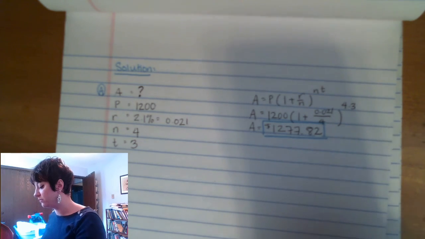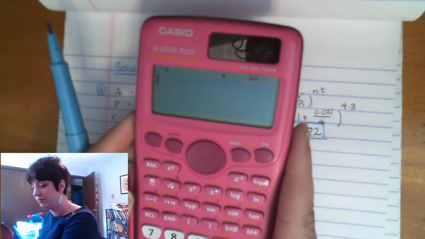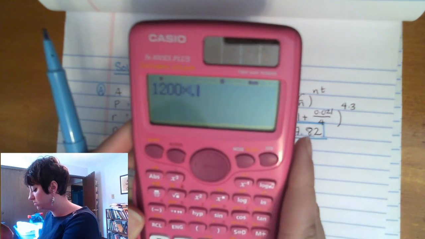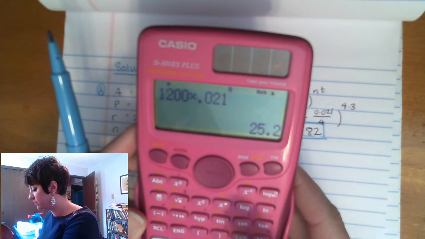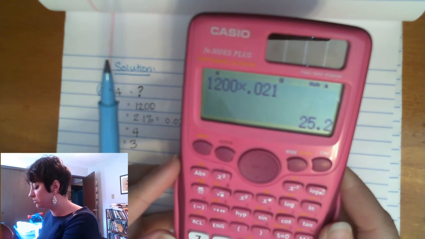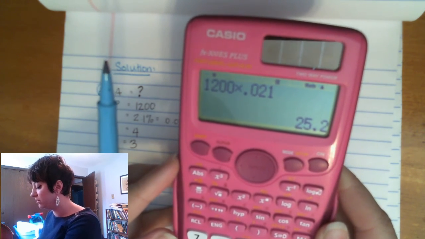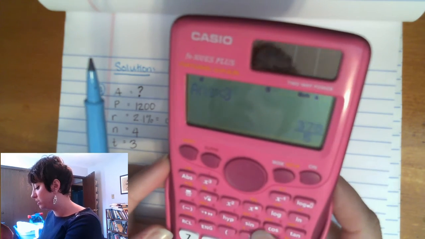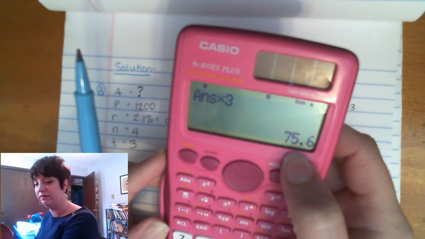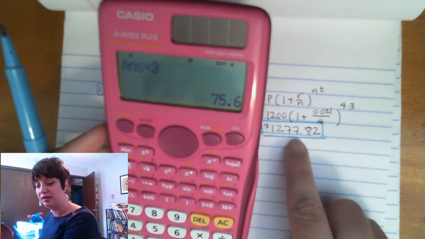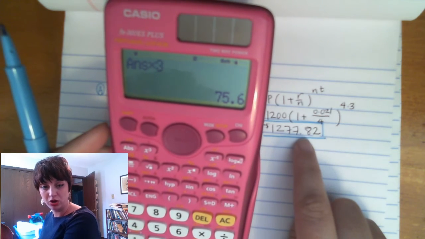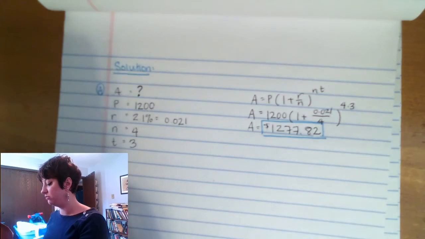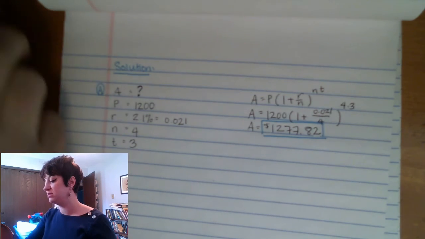Now that's different from making 2.1% interest for 3 years, right? 2.1% of 1,200 is $25.20, which if you multiply by 3 is only $75.60. But she made $77.82, so she made about $2 more than she would have if you calculated just through this basic multiplication, and that's because of the compounding.